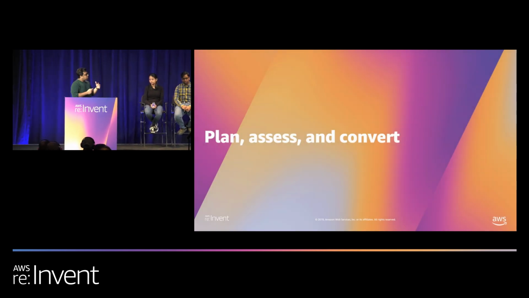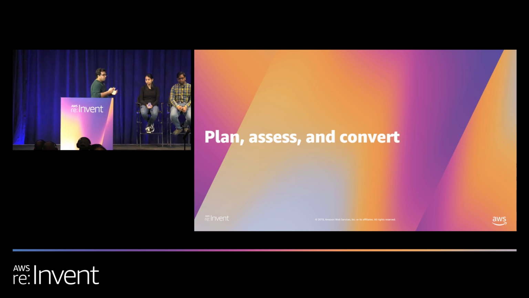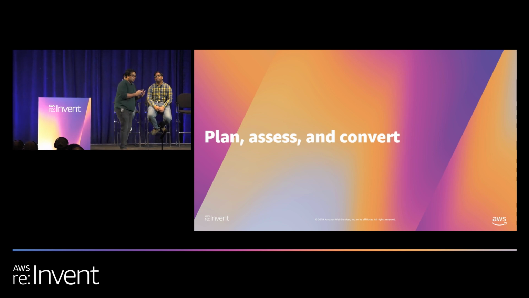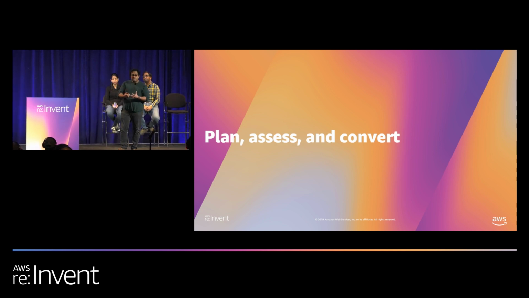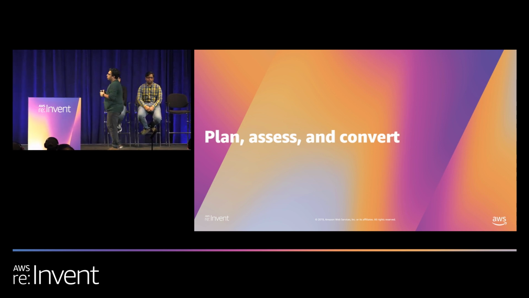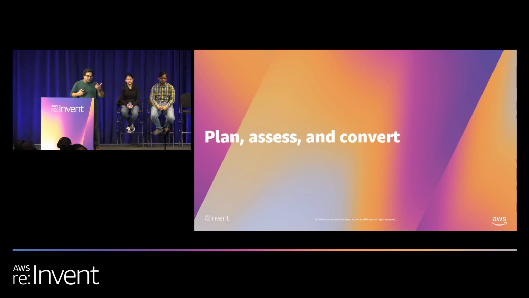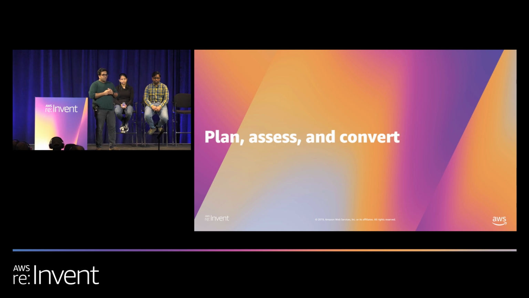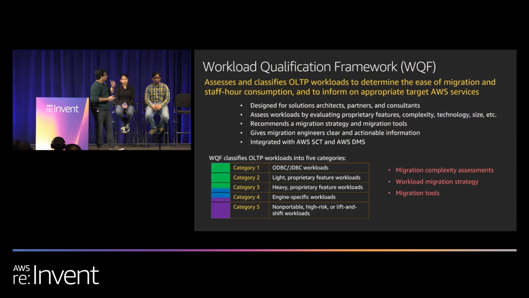Now let's talk about one of the first and most important phases of a migration. How do you plan and assess a migration? How do you look at the viability of a migration, right? So you'll have to do a couple of things. One, make a business case. You'll have to understand how easy or difficult a migration is. Then go in and do the actual conversion, which is what we're going to talk about in this section.